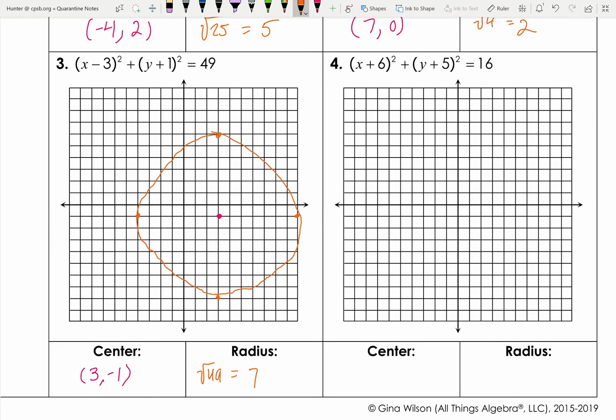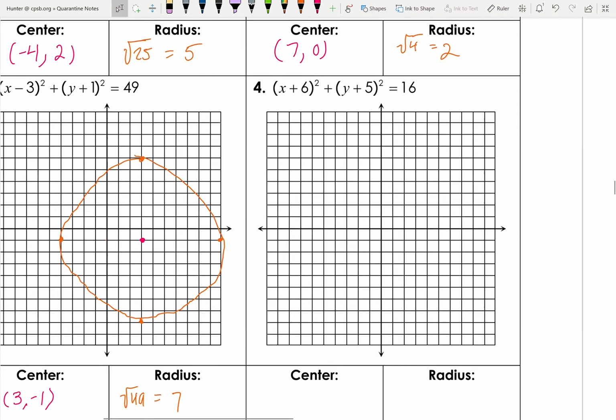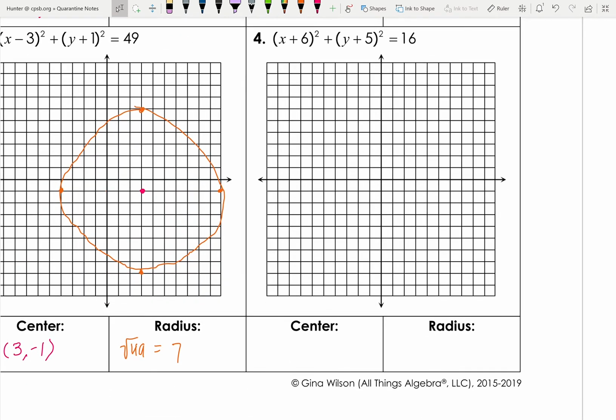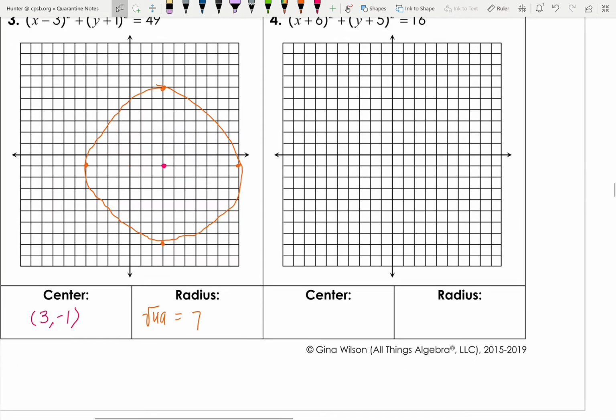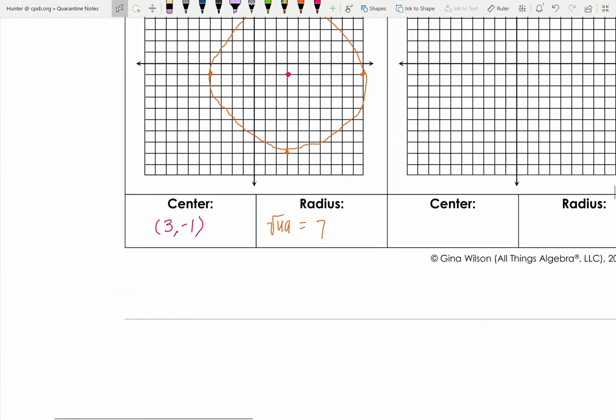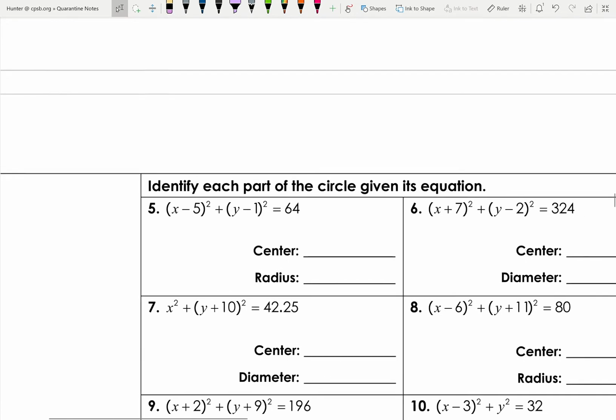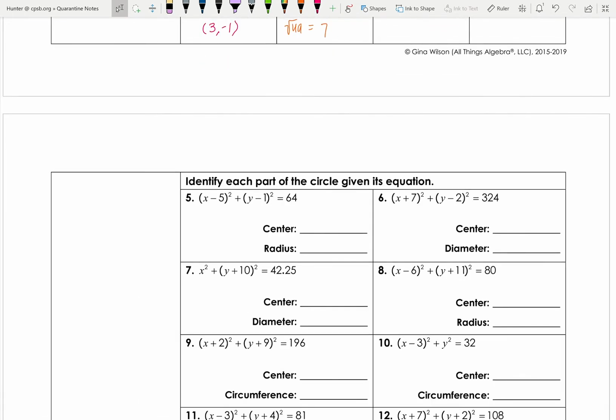Boom. Perfect. Cannot get any more perfect of a circle than that right there, guys. Alright. So, I want you to do number 4 on your own, please. And we're moving on. It's going to be a shortish lesson.